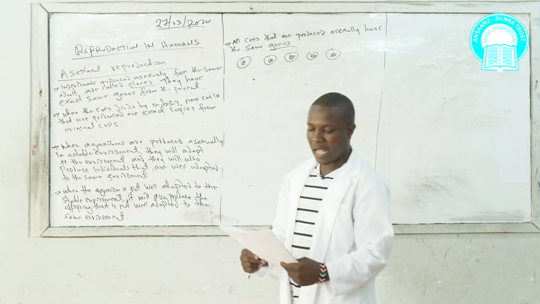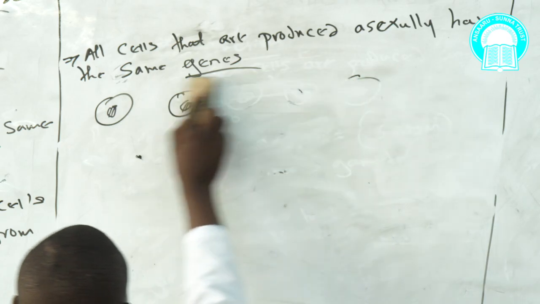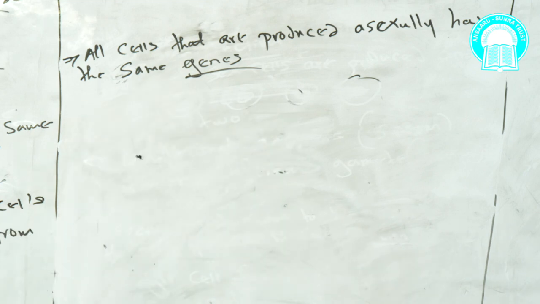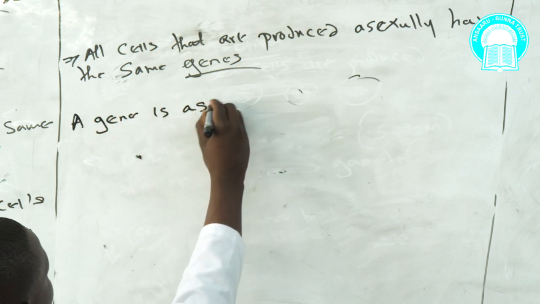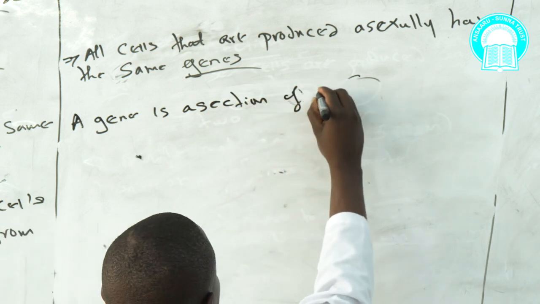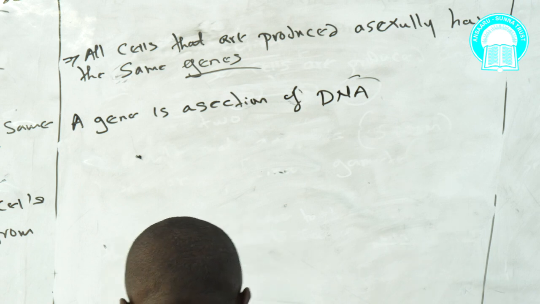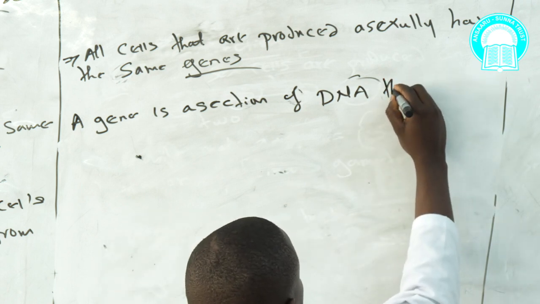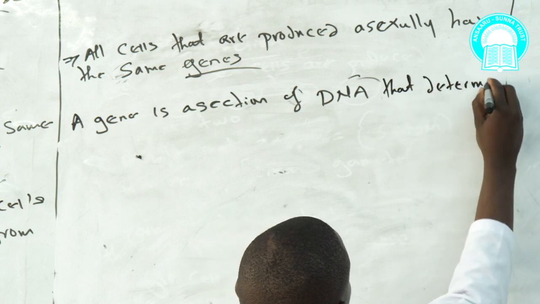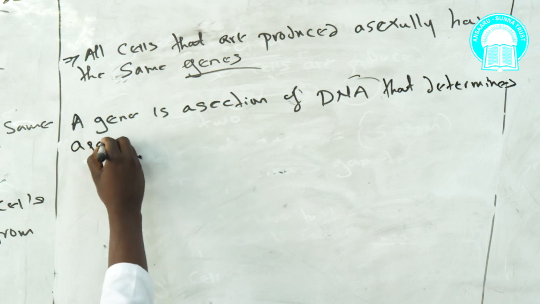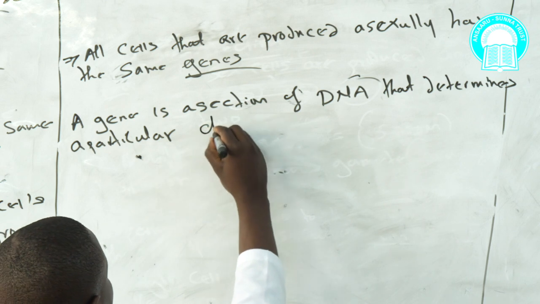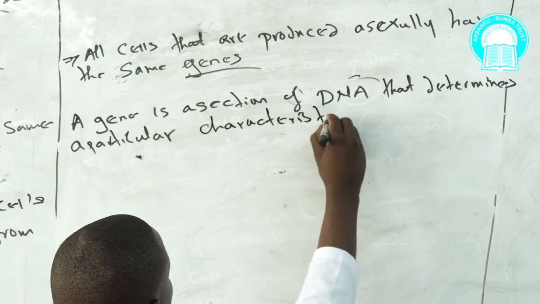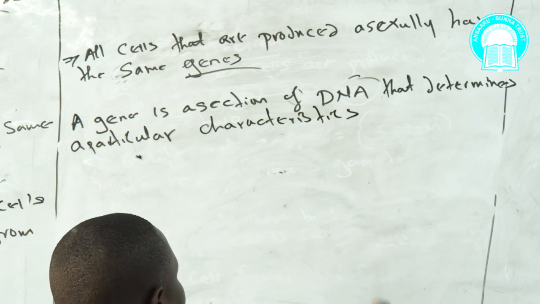So, what is a gene? A gene is a section of DNA. What is a gene? So if you'll be asked in an exam, what is a gene? You say, a gene is a section of DNA that determines a particular characteristic or feature. A particular characteristic of a person.